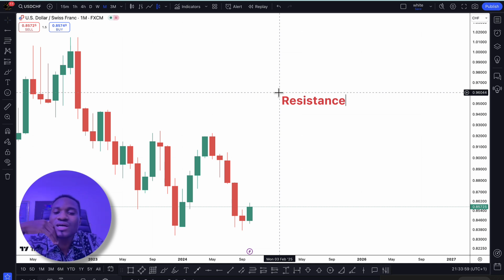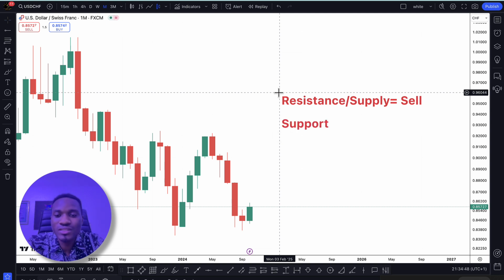At resistance, the majority of traders look out to short, to sell. Now, at the supply level, what are traders interested to do? Traders are also interested to sell. So resistance and supply refer to the same technical implication, which is to sell, right? Resistance slash supply, they all have this implication of sell.